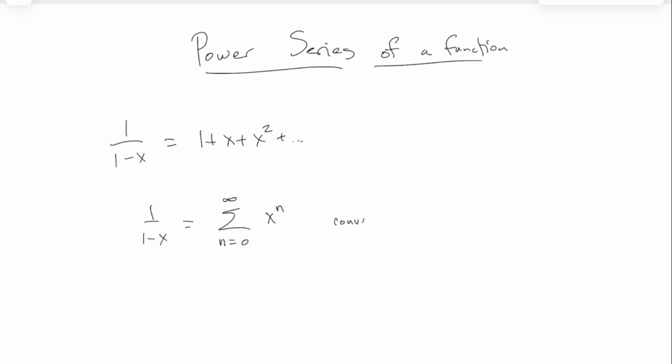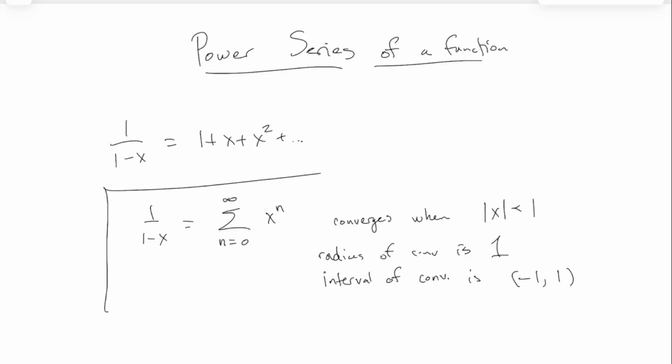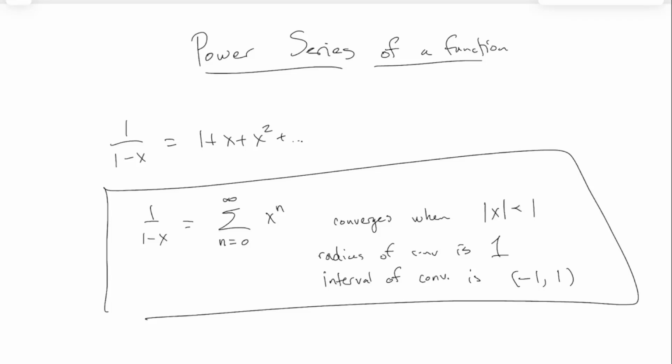And this converges when absolute value x is less than 1. So, in other words, the radius of convergence is 1. That's what we talked about last time. The radius of convergence is 1. And if you like, you could say the interval of convergence is the interval minus 1 to 1. So that's an open interval. All right? And you should just kind of memorize this basic thing. I mean, it's not so hard to remember. But this is the simplest power series of a function. All right?